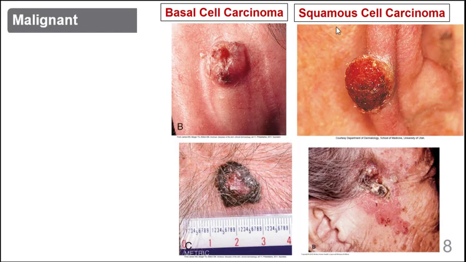But of the two of these, which collectively, again, are called non-melanoma skin cancers, it is squamous cell carcinoma that is more likely to spread than basal cell carcinoma, even though overall spread is considered to be rare.